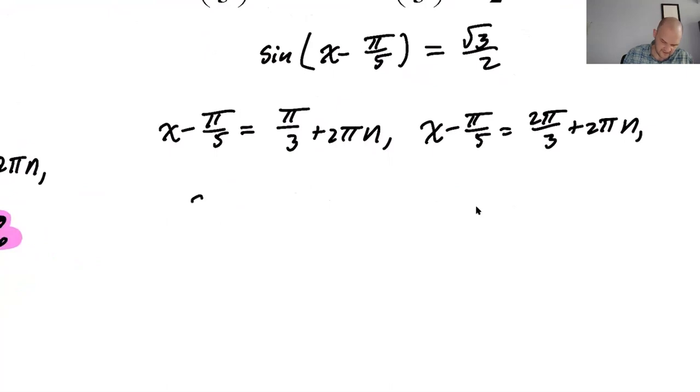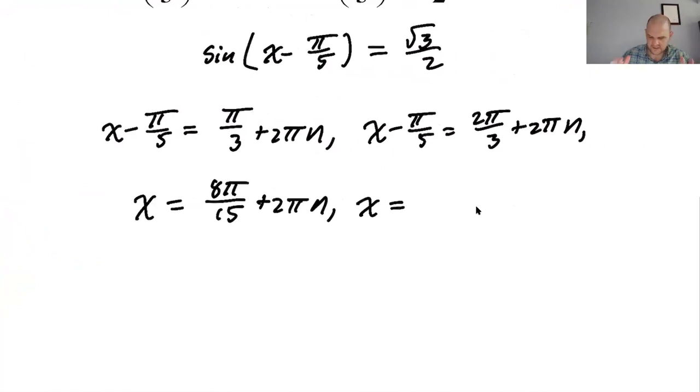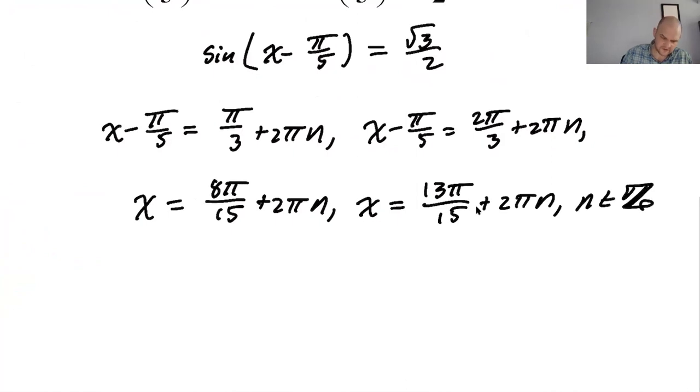All right, so simplify this. We're going with 15ths. 5 pi over 15 plus 3 is 8 pi over 15, and then plus 2 pi n. And then this is going to be 10 pi over 15 plus 3 is 13 pi over 15 plus 2 pi n. And then for all of them, we need n to be an element of the integers. And then for whatever reason, I like to highlight these answers.